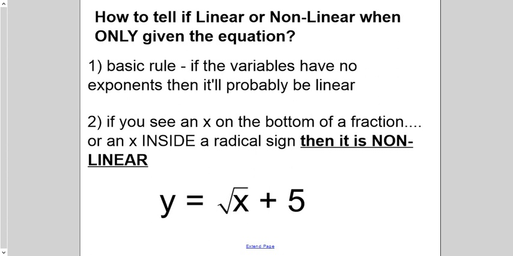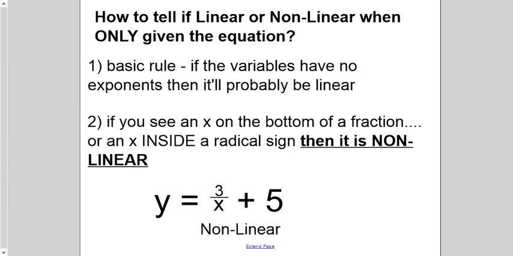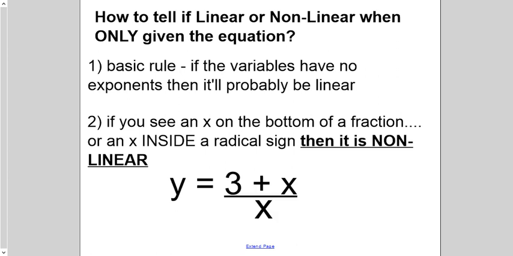So here we go. Y equals radical x plus 5. Because that x is in a radical sign, call it nonlinear. What about this one? Again, we see straight from this number 2 rule, the second rule here, if you see an x on the bottom of a fraction, I don't care if the x is on top, guys. I care about if the x is on the bottom of a fraction. We must consider that non-linear. Here we go again. This x is on the bottom of a fraction, so we will consider it non-linear.